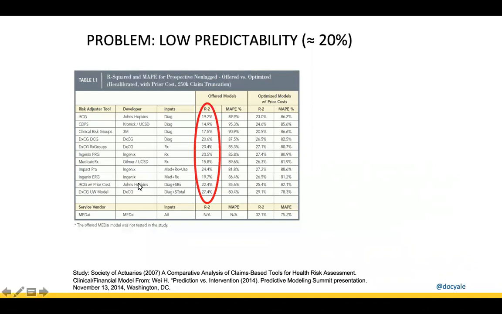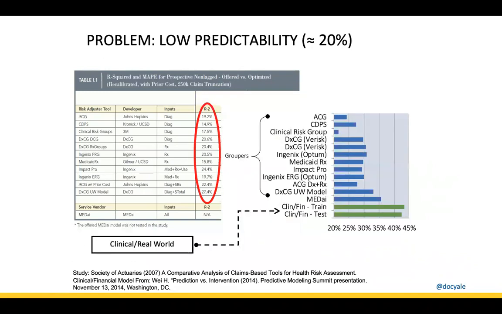The R-squared, which is also called the coefficient of determination, measures how well the tool can predict future costs. In this study, it showed that the best performer was only able to predict future costs 27% of the time. This cost-based analysis is basic output. How sick is the population? Who are the sickest? But even if this predicts high future costs, it doesn't reflect clinical reality. Advanced analytics can add clinical variables, improving predictions. Here, by adding clinical and real-world data, the R-squared predictability increased to more than 40%.